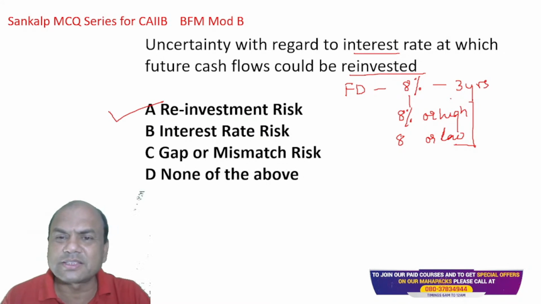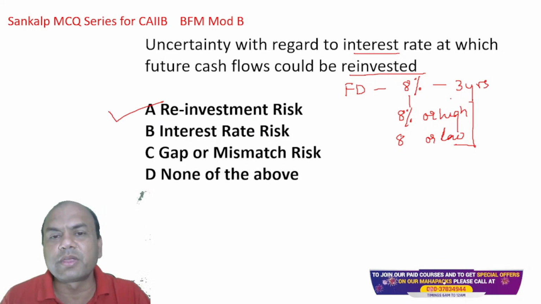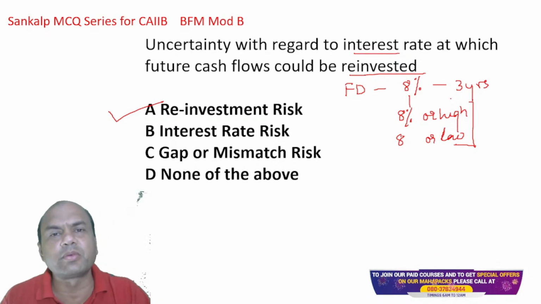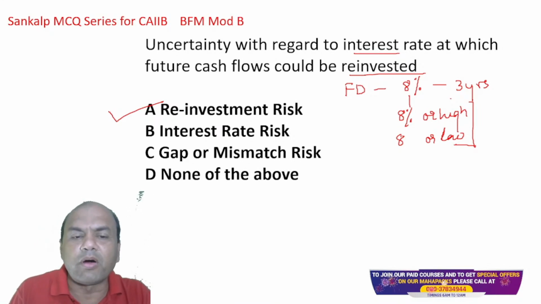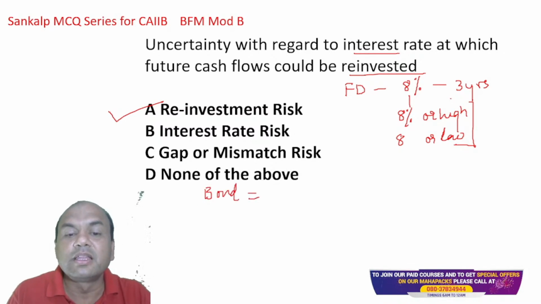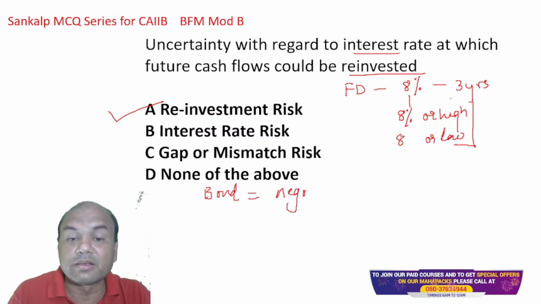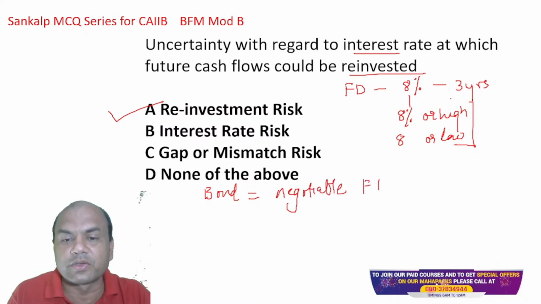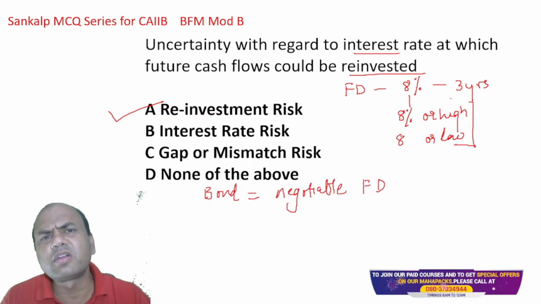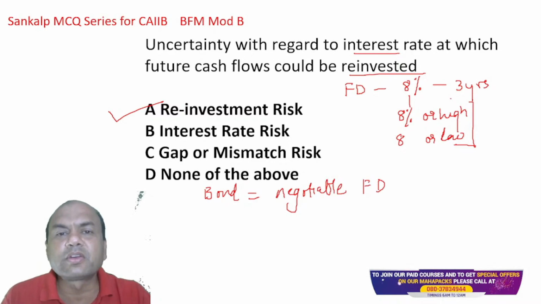See here, you'll say, what is this FD? We are talking of BFMs here. In BFM, remember, all your bonds are similar to FDs. Now tell me, what is the difference between bond and FD? Difference is not much. Bond equals negotiable FD. Remember, negotiable FD. Because FD is not negotiable, right? Now, what do you mean by negotiable?